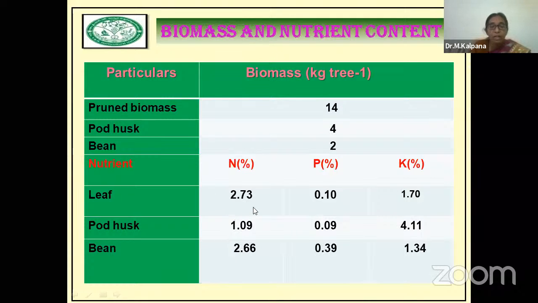If you take the leaf, it has 2.73% of nitrogen and potash of 1.70%. Whereas the bean contains 2.66% of nitrogen and also potash of 1.34%. In pod husk, you will get more potash, around 4.11%. So when you use this biomass and recycle it into the system, there will be a good organic carbon content, and also you can reduce the use of inorganic fertilizers.